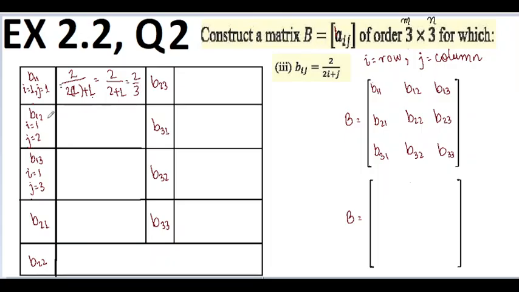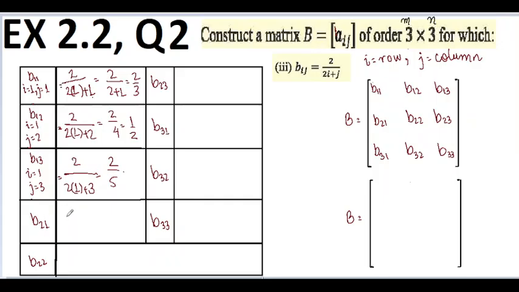Now for B12 we get 2 by 2 into i is 1 plus j is 2 equals 2 by 2 plus 2 is 4. So 2 by 4 equals 1 by 2. Now 2 by 2 into i is 1 and plus j is 3. So we get 2 by 2 plus 3 is 5, and this is your answer for B13.